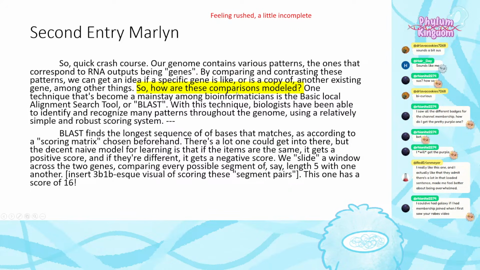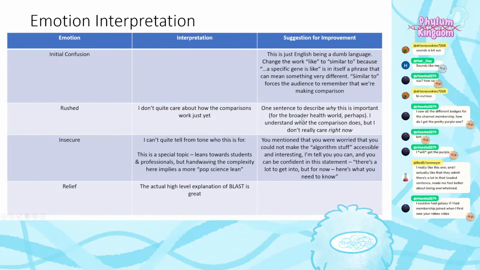So how are these comparisons modeled? I don't know why I care about how these comparisons are modeled. Like you're telling me what these comparisons are for, right? We can get an idea of how genes are like other genes. Okay, cool. If I'm a non-biology person, I don't know why I care. So if you are trying to appeal to bio-curious people, but people who don't have an understanding of why they care about Blast, here's where you can insert something here, a very powerful idea. Right? One sentence to describe why this is important. For the broader health world, maybe. I understand what the comparison does, but I don't really care right now, right? I have not been offered buy-in if I'm thinking from a popular non-biologist background.